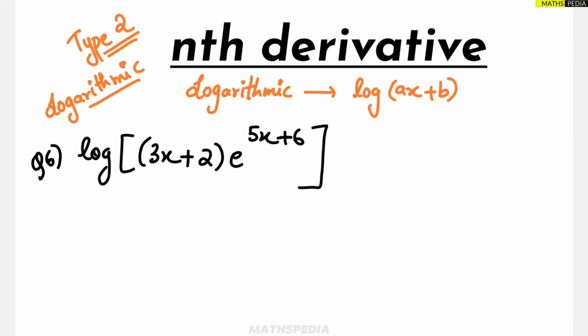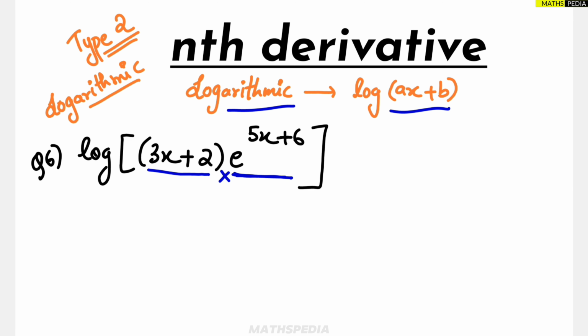So we are going for the sixth question here. Log (3x plus 2) into e power (5x plus 6). As we have discussed before also, whenever you are getting log functions, we have to convert and bring it in the form of log(ax plus b) because we are having the nth derivative for that only. Now here, you can see two functions. This is one function, and e power 5x plus 6 is another function. Both are in multiplication form. We can convert into sum form.